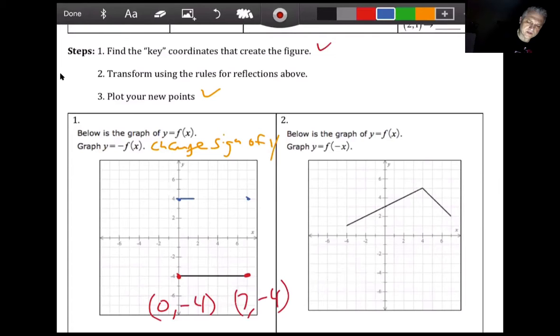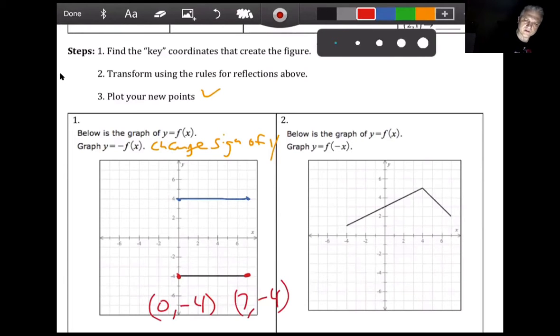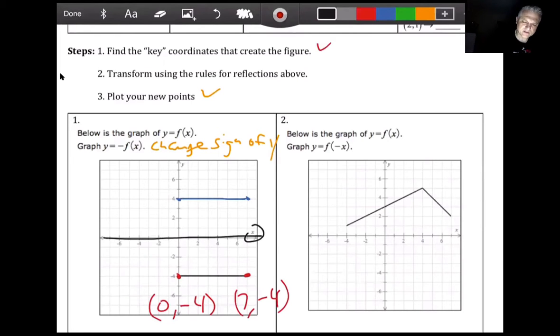And then we'll connect the dots. So notice what we did. Here's the x-axis. We reflected over the x-axis, as it said in the steps up above. But what we did was we just said the negative is outside of the parentheses, therefore it changes the sign of y. Done. That's all we do. Okay, let's look at the other question.